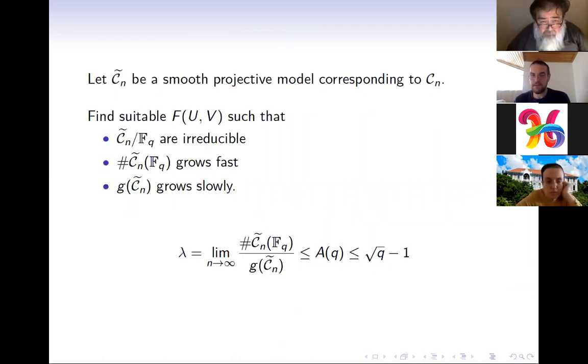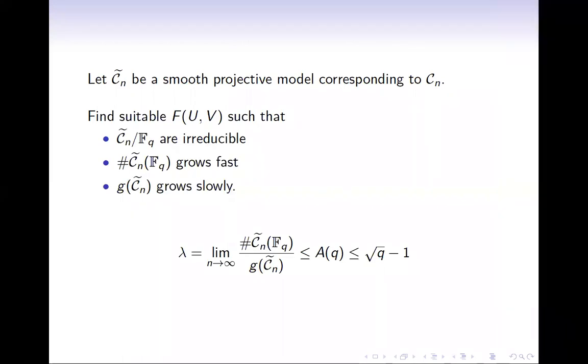So you iterate this, and then in the end, you take a smooth projective model corresponding to these singular affine curves that I have defined. And then the question is, how would you find suitable F so that, first of all, you know that all these curves that you obtain are irreducible, so that the number of rational points grows fast and the genus does not grow too fast. So if you can find suitable such Fs so that you can ensure all of these, then the ratio of the number of rational points to the genus will give you a lower bound for this quantity A of Q, which by the Drinfeld-Vladut bound is upper bounded by root Q minus 1.